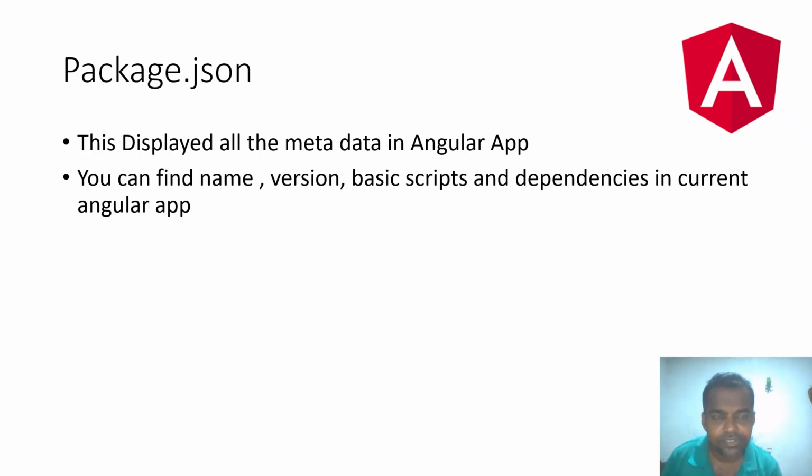And a very important file in the Angular application is package.json. In that package.json, a JSON file, it contains all the metadata of our Angular app. That means we can find the name, version, basic scripts, and dependencies of packages of our Angular app.